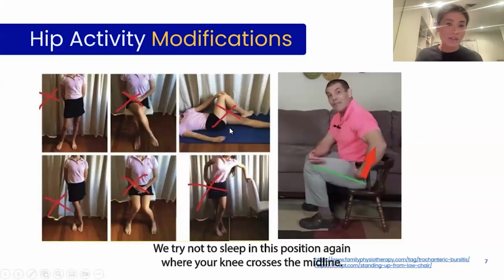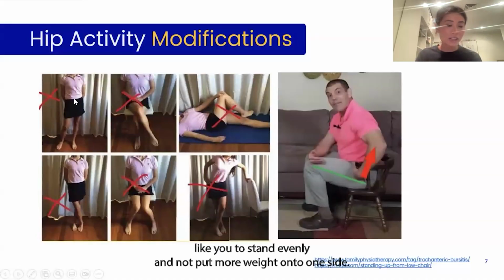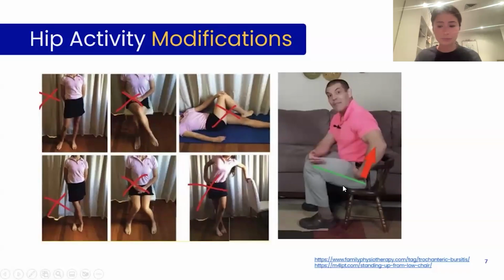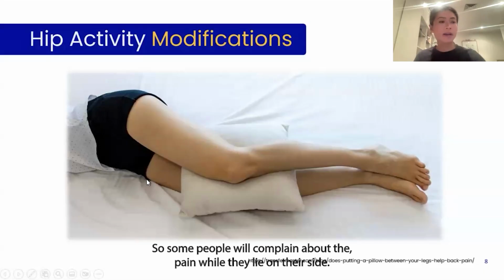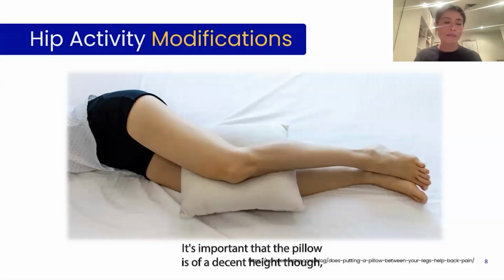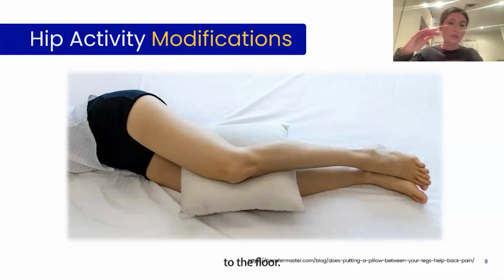We try not to sleep in this position, again, where your knee crosses the midline. When you're standing, we'd like you to stand evenly and not put more weight onto one side. Something that can really help with your function, again, is not trying to avoid sitting in low chairs. And another one for sleeping. Some people will complain about their pain while they lie on their side. So putting a pillow between the legs can help significantly. It's important that the pillow is of a decent height though, so that we want your legs to be parallel to each other and parallel to the floor.